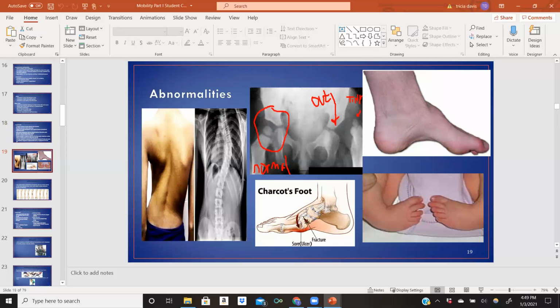So these are a couple of the things that we talked about. You have your club foot right here, some drop foot. This is a Charcot's foot right here. You have this sore and this ulcer that comes because of this fracture. Over here, we have scoliosis. You'll learn about some of these when you do PEDS. We'll talk about all three of these. And then you can see here is a hip fracture.